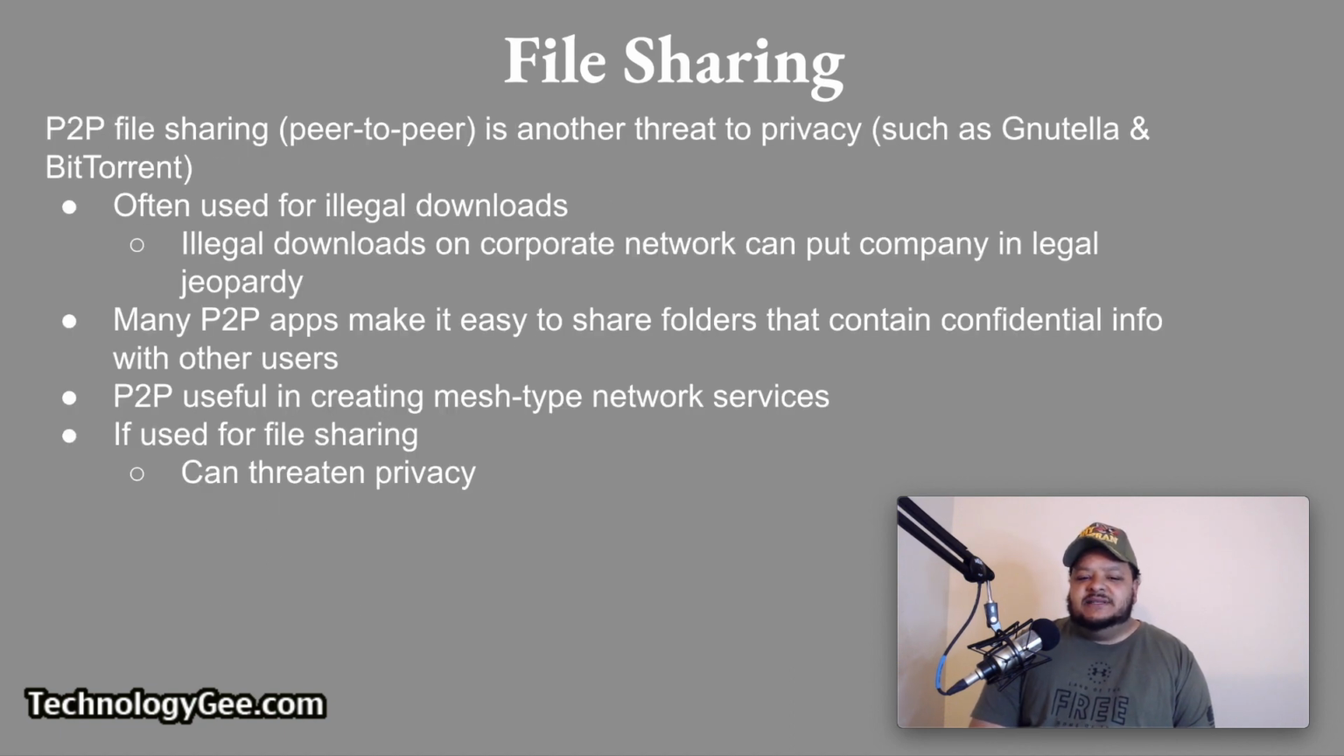Another threat to privacy is the use of peer-to-peer file sharing services such as Gnutella and BitTorrent. These are often used for illegal downloads. If illegal downloads are shared over a corporate network, users can put a company in legal jeopardy. And many peer-to-peer apps make it easy to share folders that contain confidential information with other users. Peer-to-peer is useful in creating mesh-type network services, but if peer-to-peer is used for file sharing, it can threaten privacy.